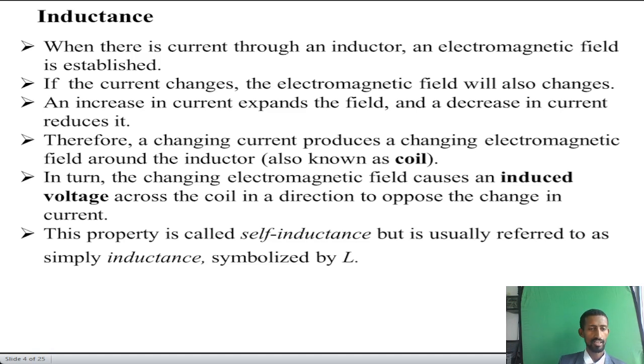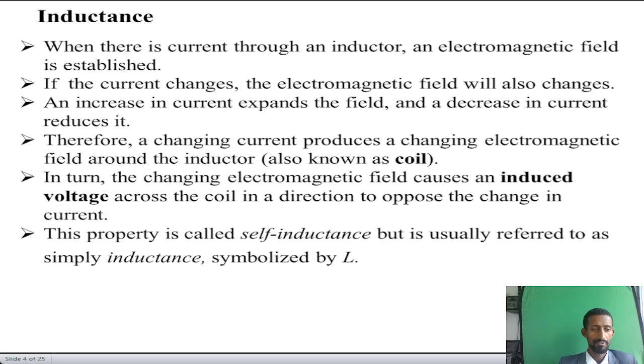In turn, the changing electromagnetic field causes an induced voltage across the coil in the direction opposite to the changing current. Due to electromagnetic induction by Faraday's law, if there is a changing current in the coil, an electromotive force, or a voltage, will be induced in that coil.